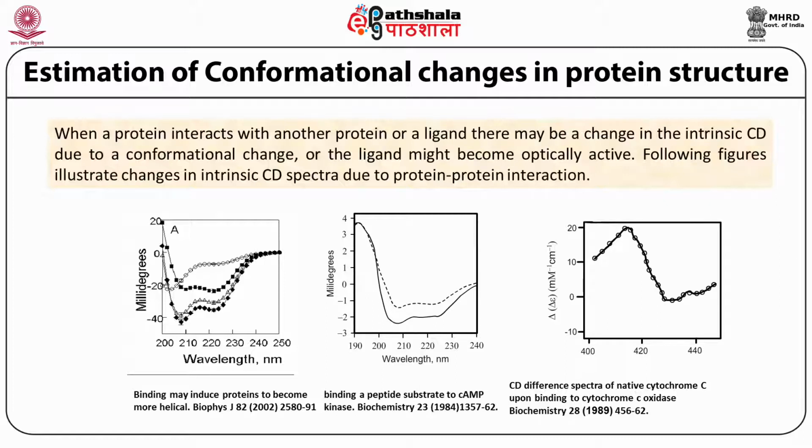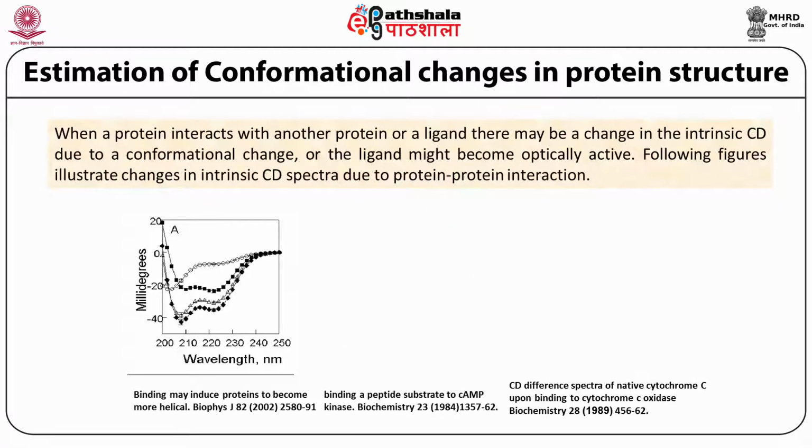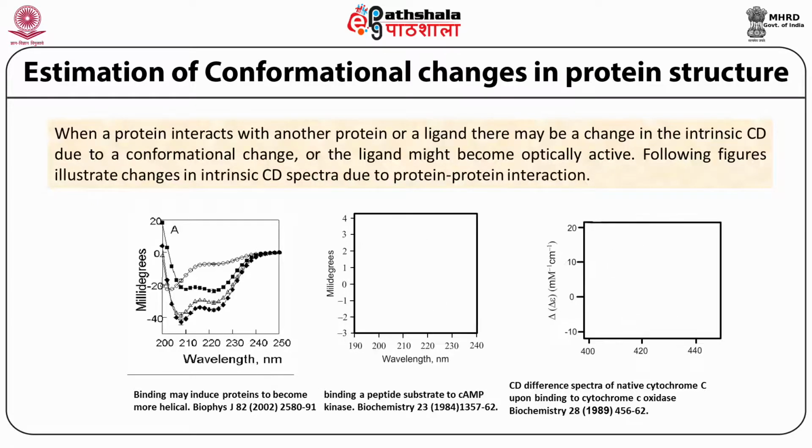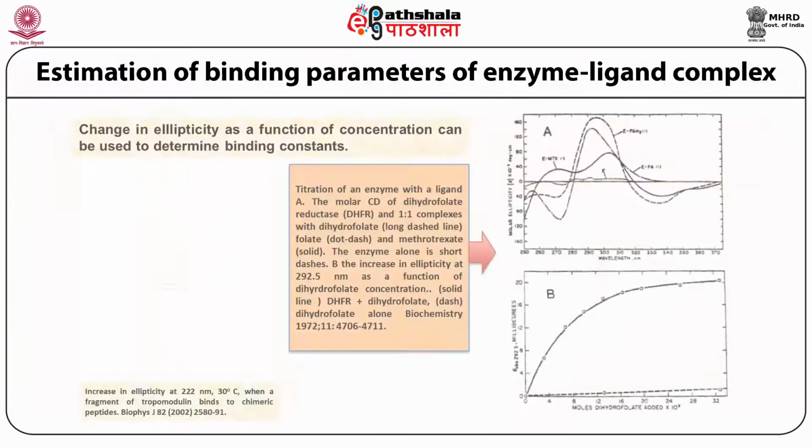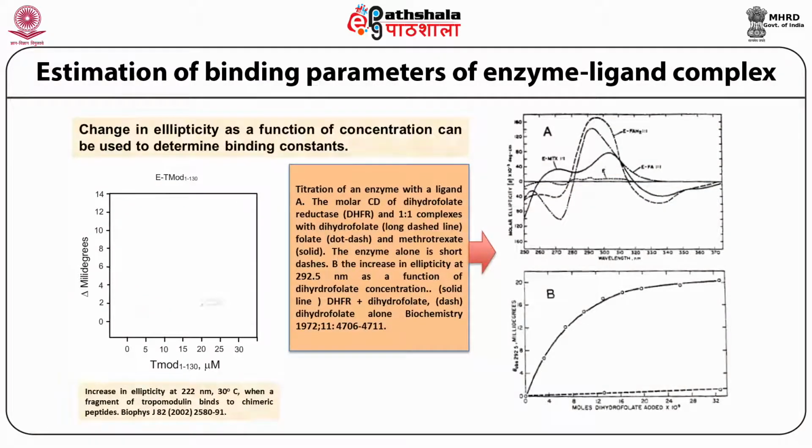Similarly, you can see in figure 2 that the binding of peptide substrate to cyclic AMP kinase also induces structure. So you can see an increase in the negative signal of the CD that corresponds to the change in conformation by binding. And in figure 3, you can see the CD spectra of native cytochrome C upon binding to cytochrome C oxidase. We discussed the estimation of binding parameters of the enzyme-ligand complex.